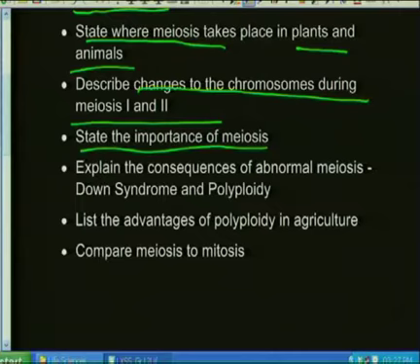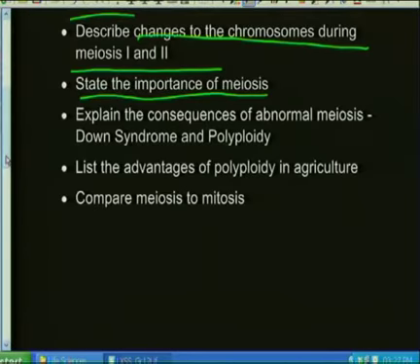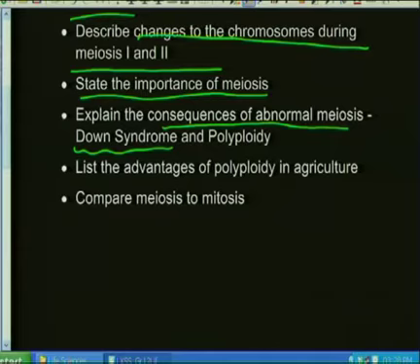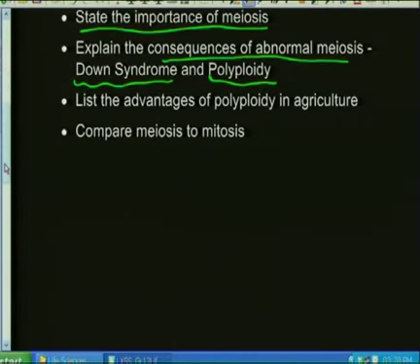You need to then explain why meiosis is important, and then you look at the consequences of abnormal meiosis. In other words, when meiosis goes wrong, what can happen? We focus on two in our curriculum, that is Down syndrome and polyploidy. We then move on to the advantages of polyploidy to agriculture, in other words, to the farming industry in this country or anywhere in the world.